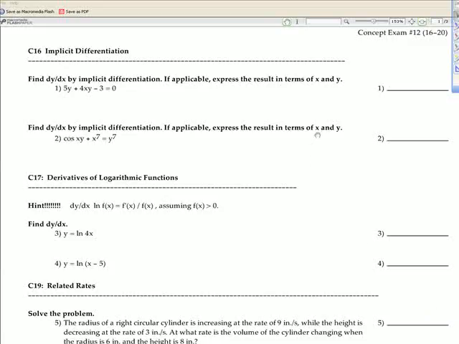All right, concept 16, implicit differentiation. On this first one, they just ask for a derivative. They suggest that we use implicit differentiation and express in terms of x and y. So let's go ahead and derive through here.